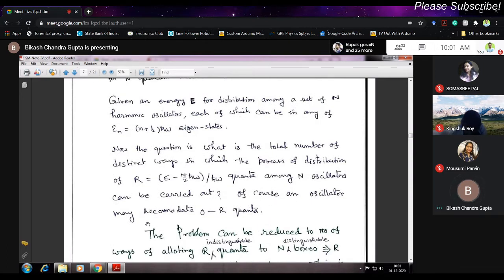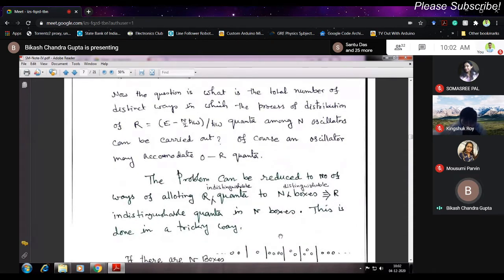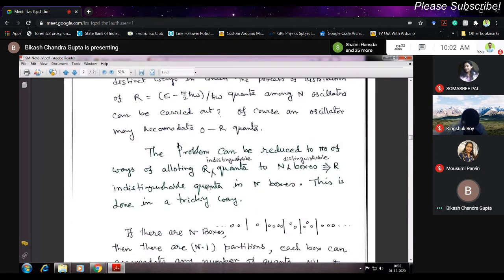And of course, an oscillator may accommodate 0 to r quanta, right? Any oscillator can accommodate 0 to r quanta. Then the problem, this is a tricky way of doing this. The problem can be reduced to the number of ways of allotting r indistinguishable quanta to n distinguishable boxes. Okay. So basically r indistinguishable quanta that you are going to distribute among n boxes.